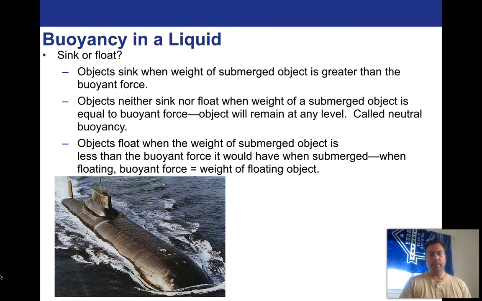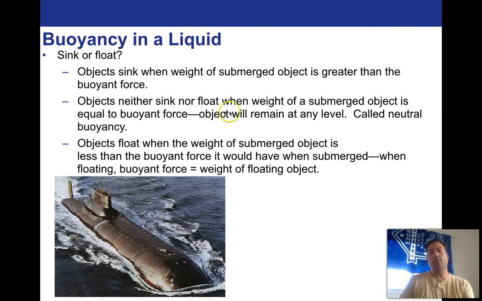But anyway, how do you get something that big to sink or float and to control it? Well, it's just as simple as a buoyancy argument. So objects sink when the weight of the submerged object is greater than the buoyancy force. Makes sense, right? If the downward force is greater than the buoyancy force, you're going to go down.